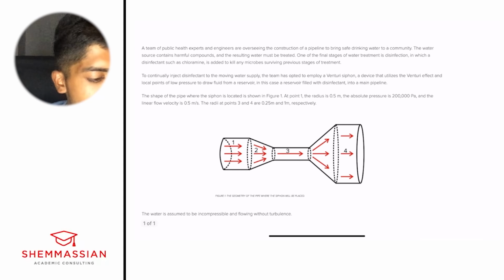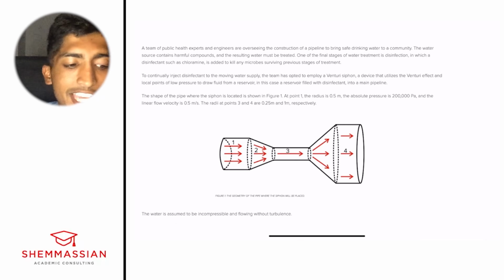A team of public health experts and engineers are overseeing the construction of a pipeline to bring safe drinking water to a community. The water source contains harmful compounds, and the resulting water must be treated. One of the final stages of water treatment is disinfection, in which a disinfectant such as chloramine is added to kill any microbes surviving previous stages of treatment.